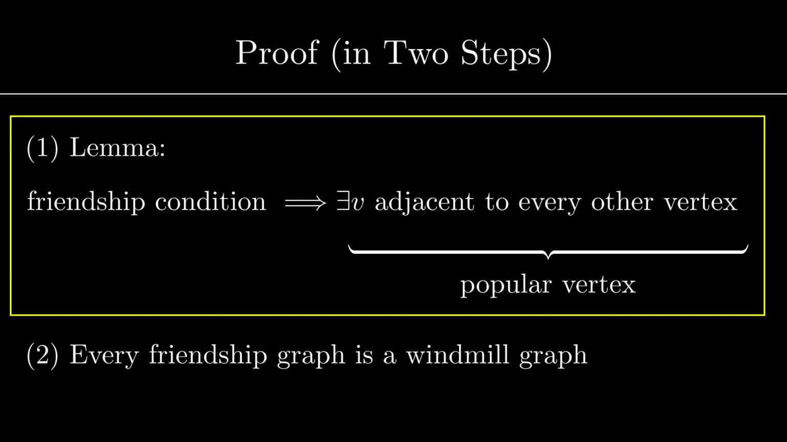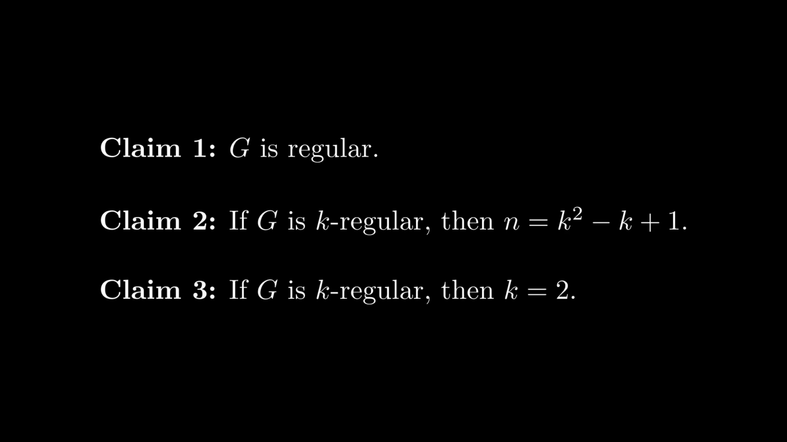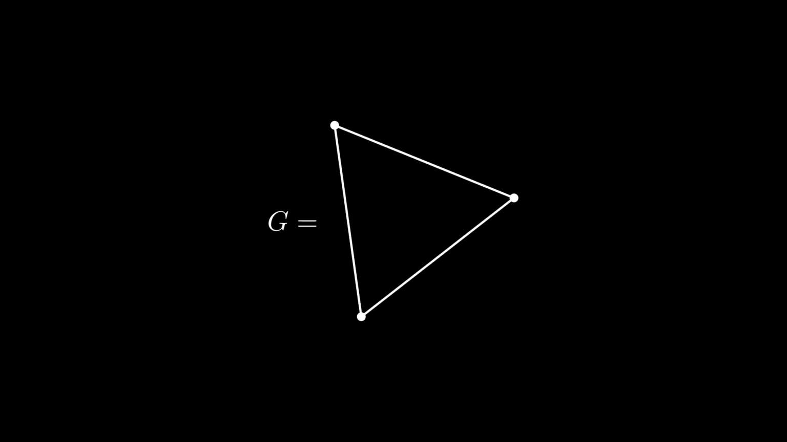To prove the lemma, we proceed by contradiction. Let G be a counterexample, that is, a friendship graph with no popular vertex. We claim the following. Claim 1, G is a regular graph. Claim 2, if G is a k-regular graph, then n equals k squared minus k plus 1. Claim 3, if G is a k-regular graph, then k equals 2. Notice that this implies a contradiction, since plugging k equals 2 into claim 2 gives us n equals 3, which means G equals C3, which contains a popular vertex, so G would not be a counterexample.